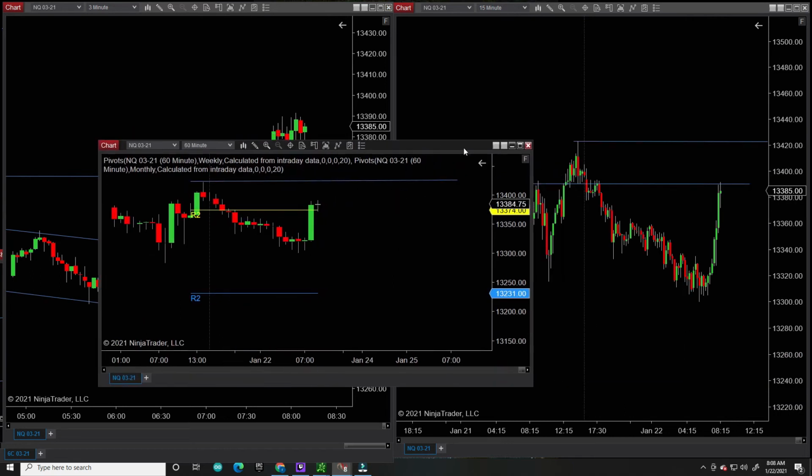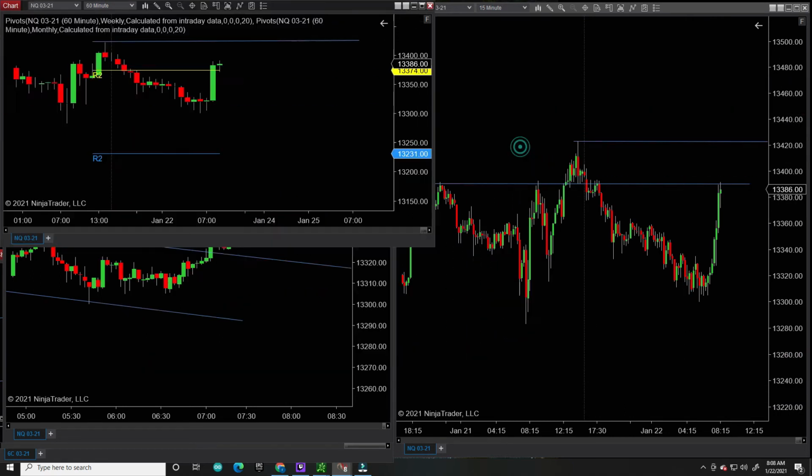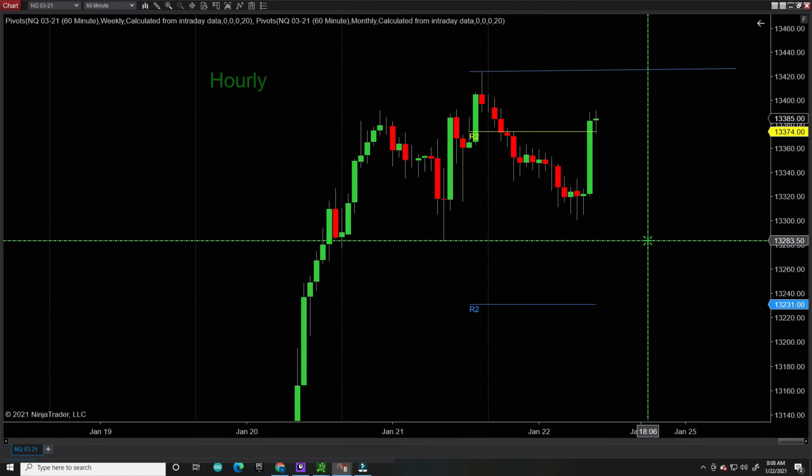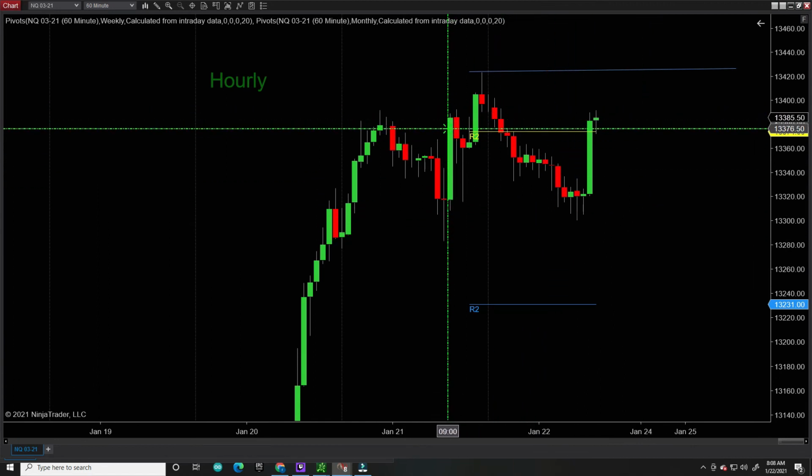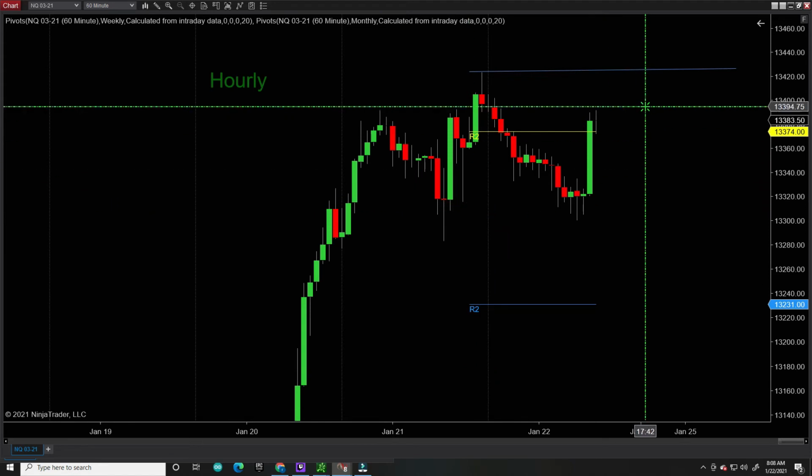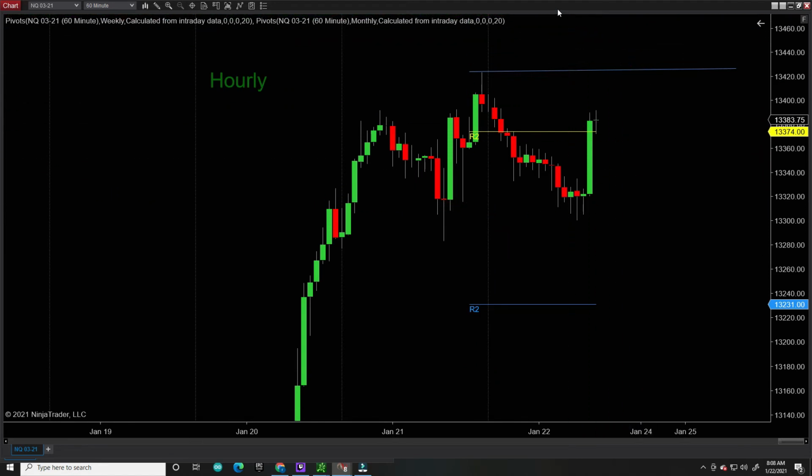The reason I think that is because of how strong the hourly bar is. Look at that. I realize last time it came up here, it rolled over. So that can also happen, but I'm not betting against this bar right now.